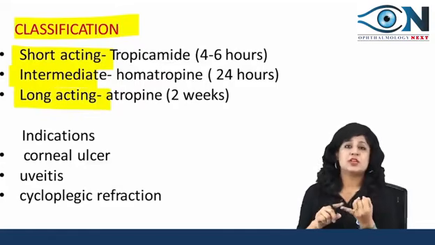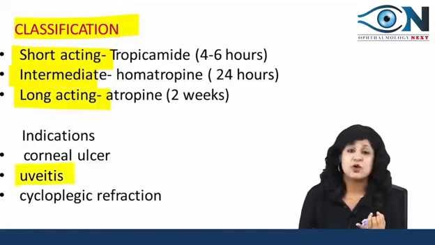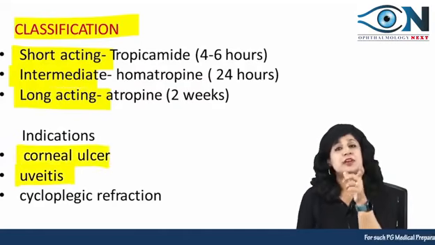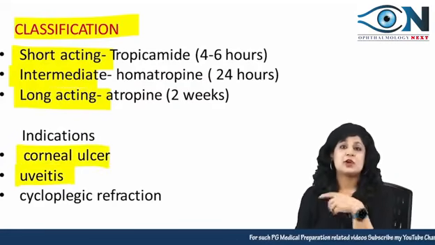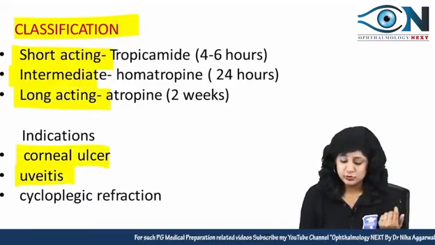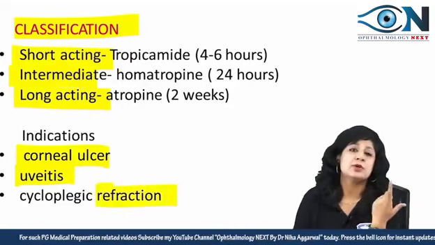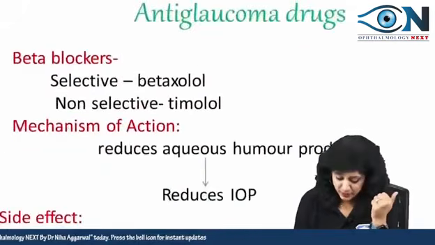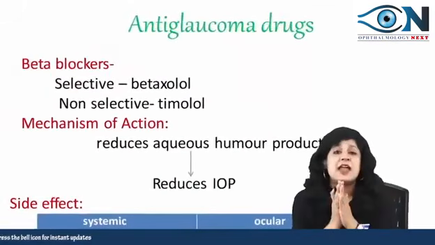So, where are you using it? You are using it in uveitis, you are also using it in cases of corneal ulcers in order to give relief from the pain, because there is a lot of ciliary muscle spasm. Then we can also use it for refraction. So, these are the important indications where you are using the mydriatics as well as cycloplegics. Alright. Next are your anti-glaucoma drugs.